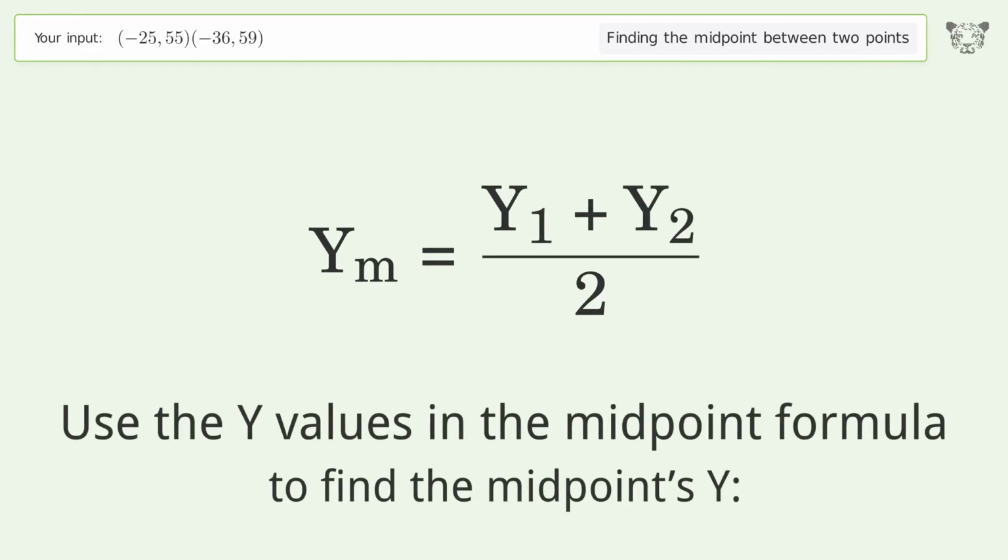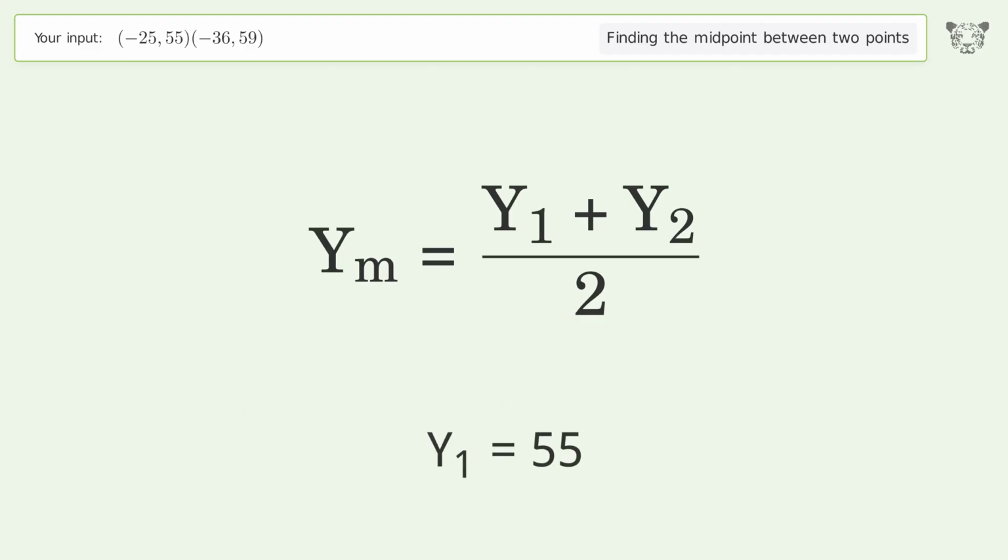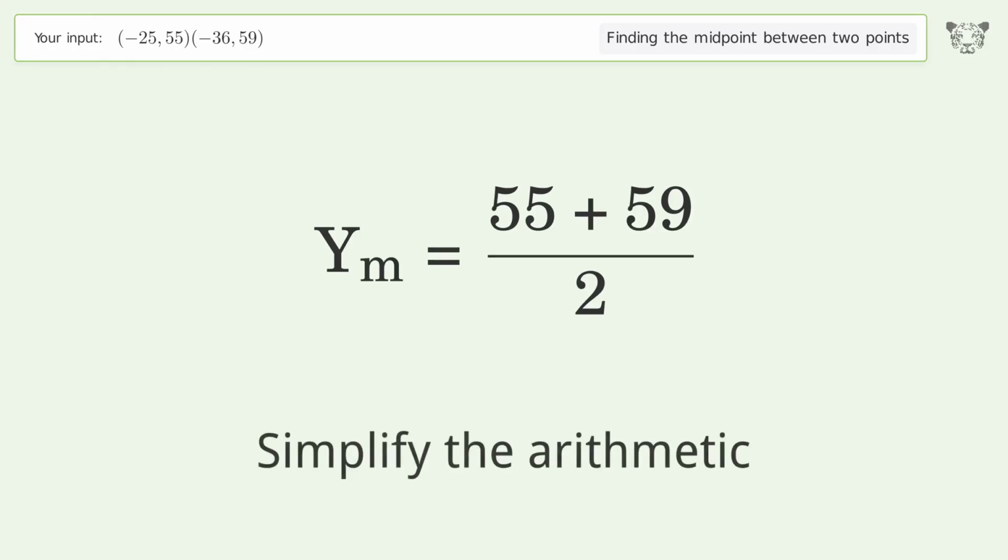Use the y values in the midpoint formula to find the midpoint's y. y1 equals 55. y2 equals 59. Simplify the arithmetic.